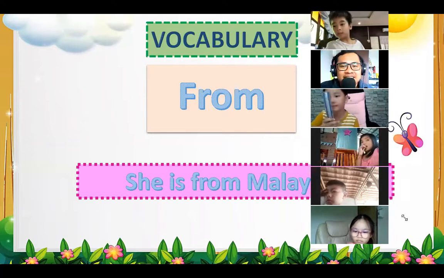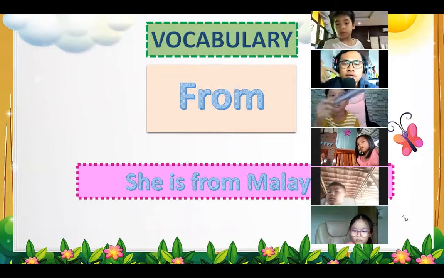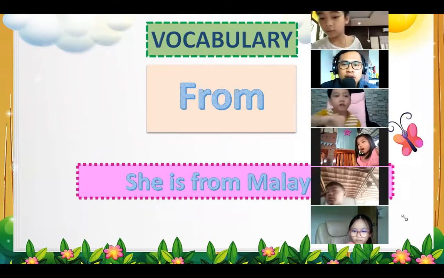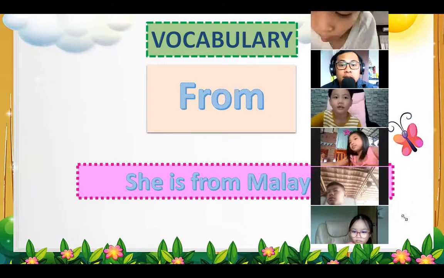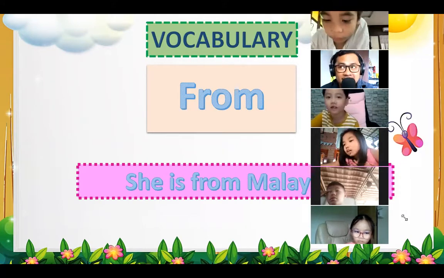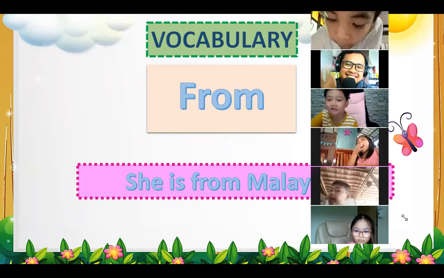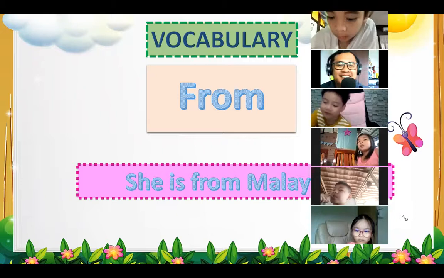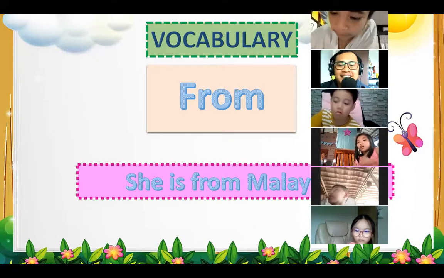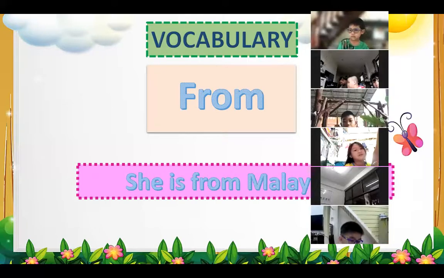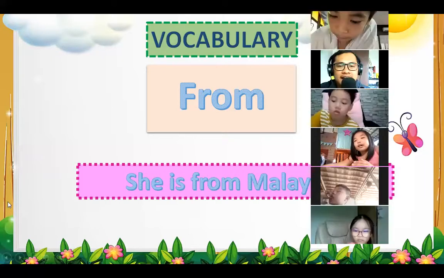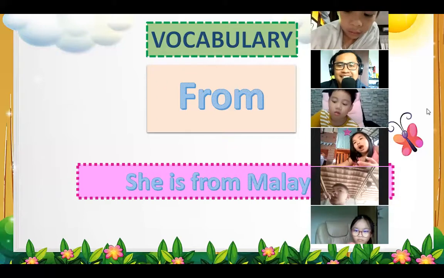Very good. Number 11, Thailand. And how about Teacher V? Do you know where Teacher V comes from? Teacher V comes from the Philippines. Very good. Good job. Number 11 knows everything about me. Yes, I'm from the Philippines, but I look like Thai people.